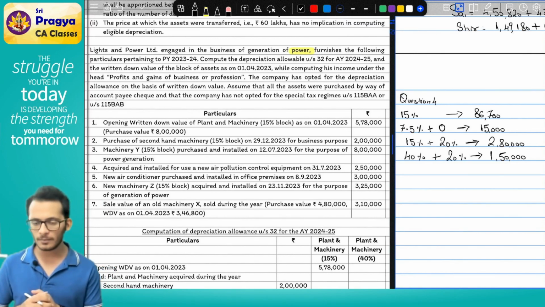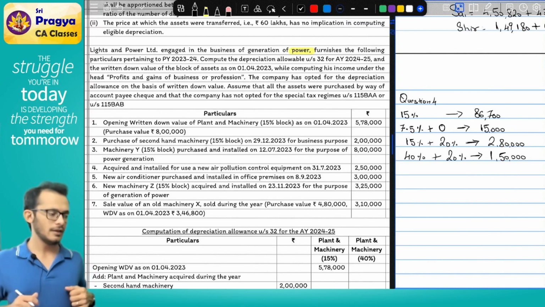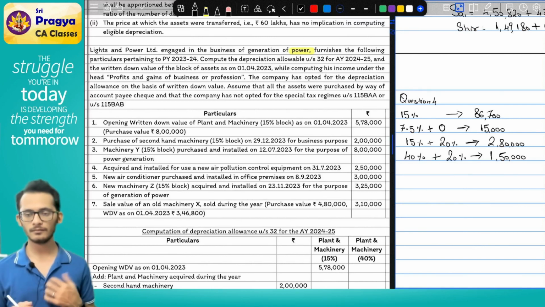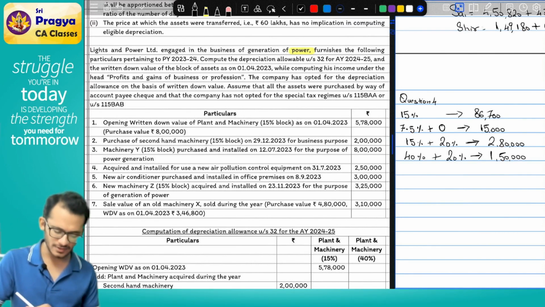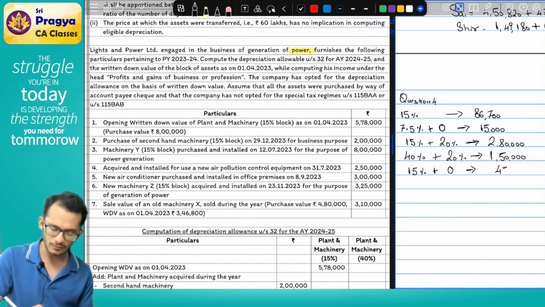First of all, what block is this? New AC. Which block? Building, furniture, or plant and machinery? It is plant and machinery. So therefore, rate is 15%. Can you claim additional depreciation, Rahul? No, because it is office premises. So 3 lakh into 15% will give you 45,000.